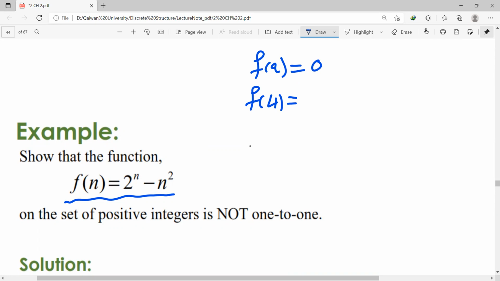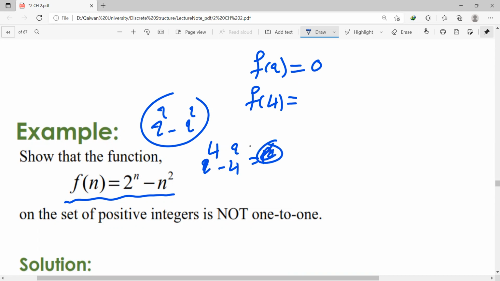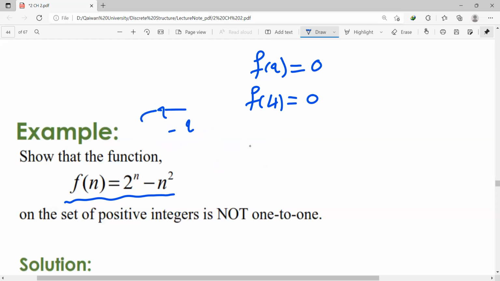How about f of 4? Here we get 2 to the power 4 minus 4 to the power 2. These two are both equal to 16 and the result is 0. So in both cases, we get 0. As you see, we have two elements which have the same image. We say if the images are equal, then the elements must also be equal for the function to be one-to-one. But they are not equal. 2 doesn't equal 4. So f is not one-to-one.